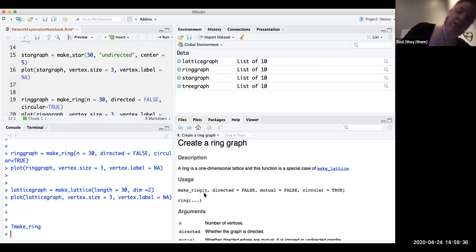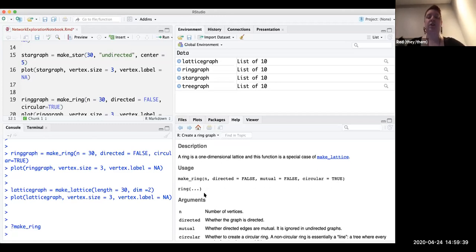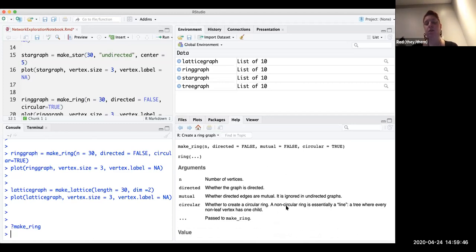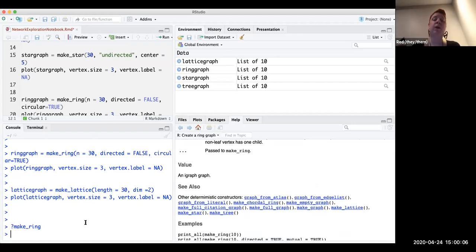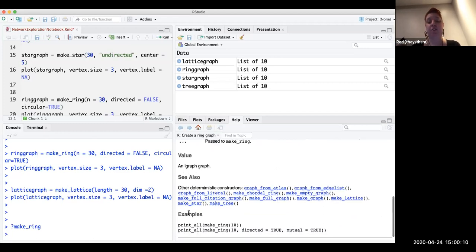Then we're looking at whether directed edges are mutual and whether it's circular. So a non-circular ring is generally a line, whereas we said circular equals true to make it a circular ring. Also, once you do ?, make ring, you'll see that underneath all of the documentation, there's a bunch of different make commands for a bunch of different types of graphs. So you can make a full graph, you can make a lattice, you can make a tree, you can make a star, just like we have already done.